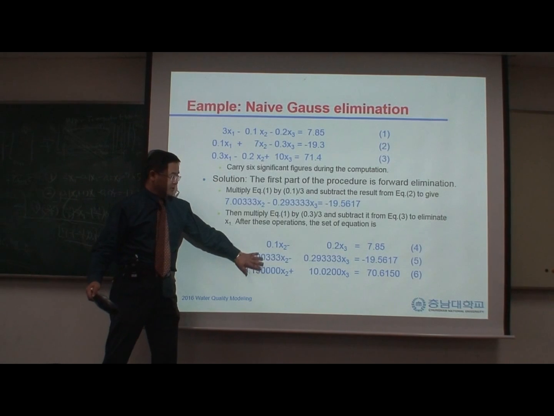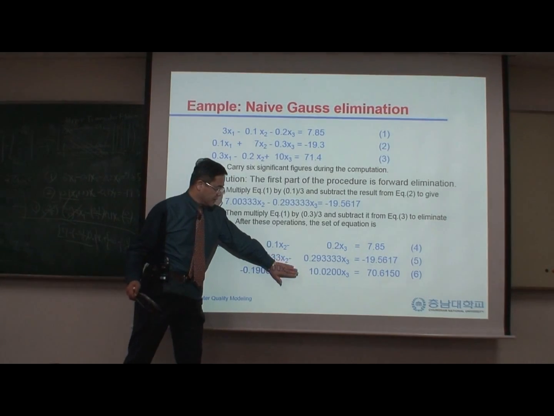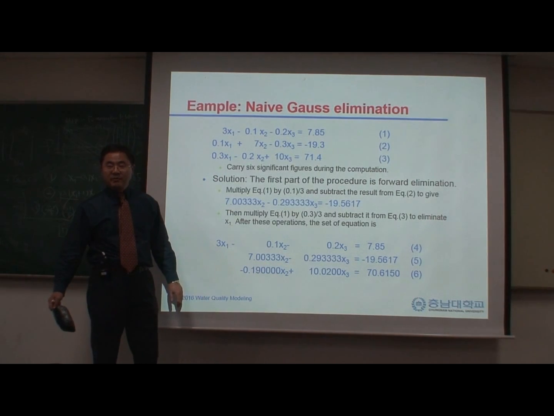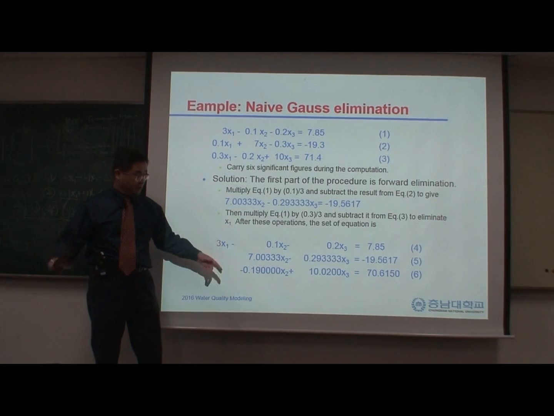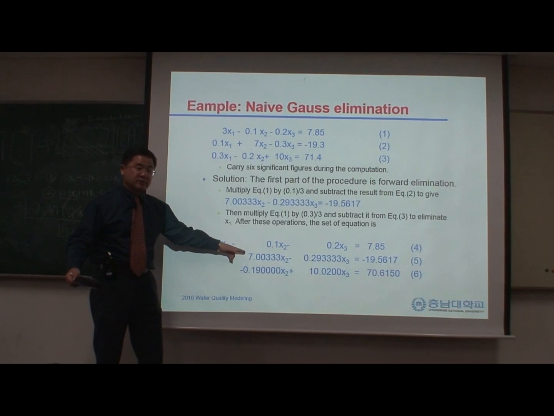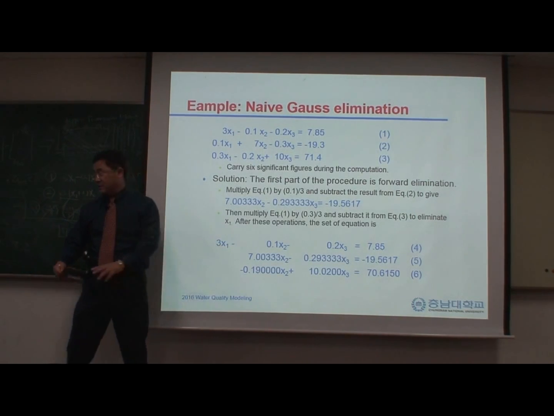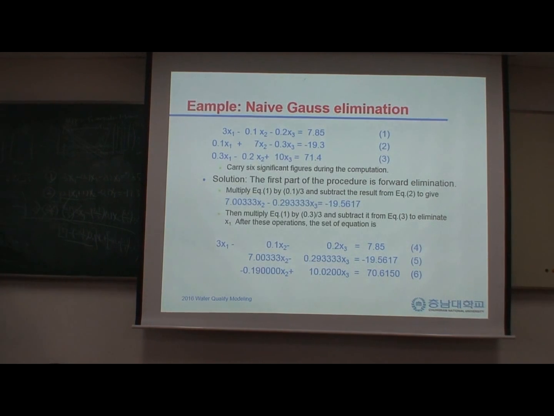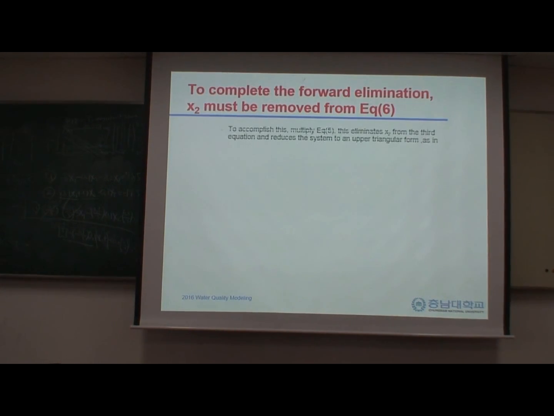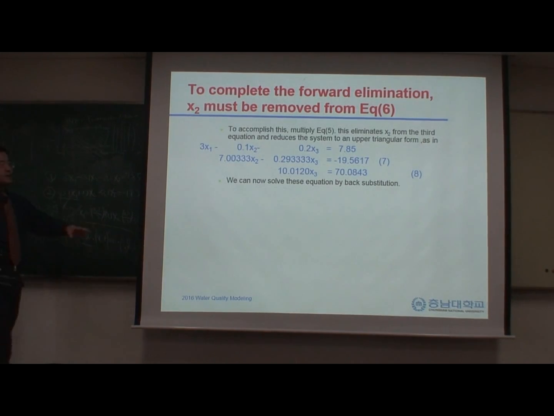And then what do I need to do? I will compare these two. I will remove x2 from this third row. What do I need to do? I will compare these two and multiply with something so that I can remove this one. So if I do it again, right? My equation is going to become like this.